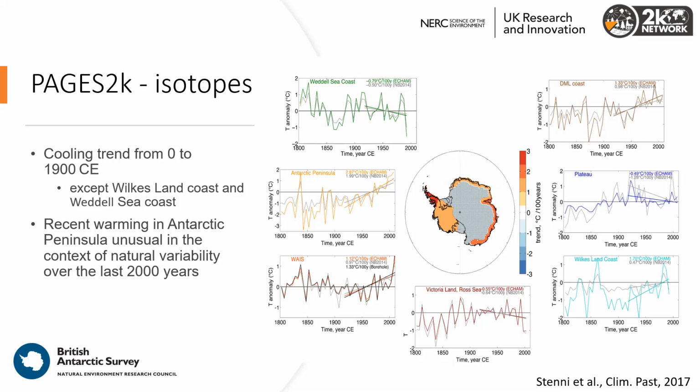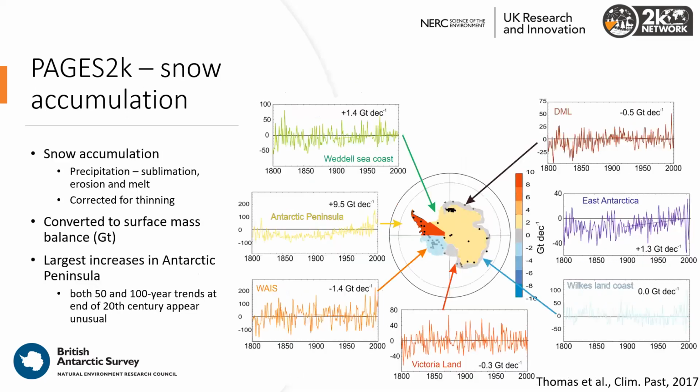And so we can see that over the last few hundred years, significant warming trends have been identified. Although there is warming occurring around some of the coastal regions, it's really only the Antarctic Peninsula for which this warming is actually significant. So this was a key thing showing the importance of the regions. And this is also followed through again in the snow accumulation compilations.